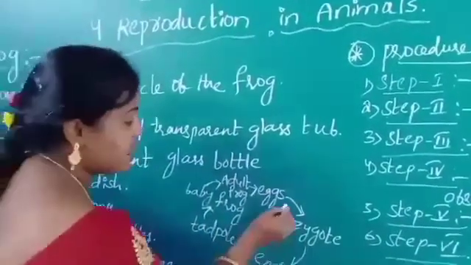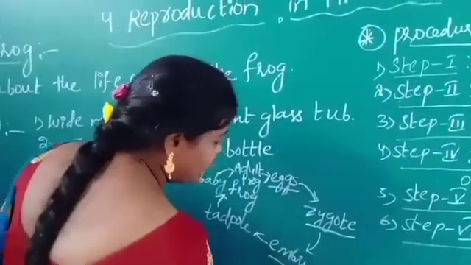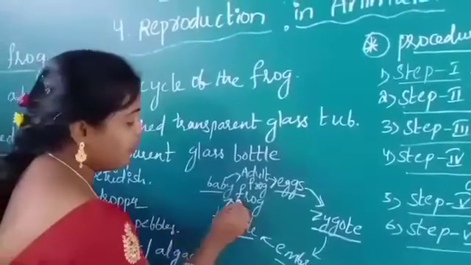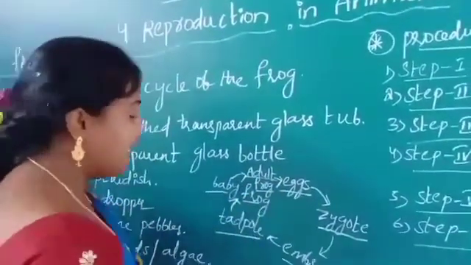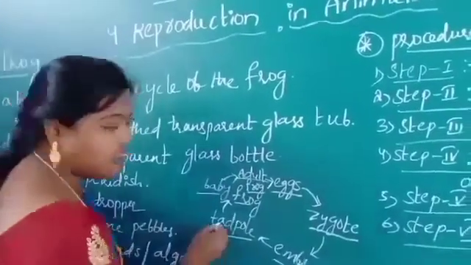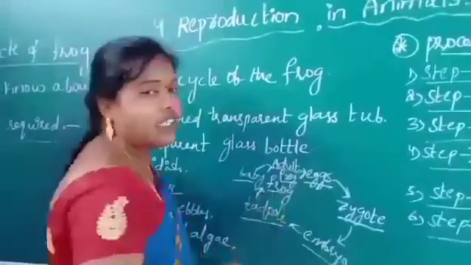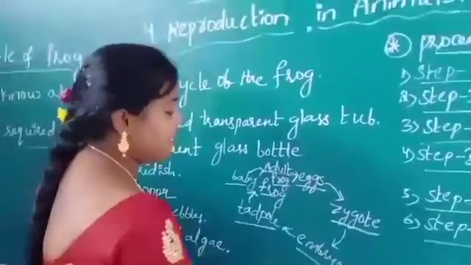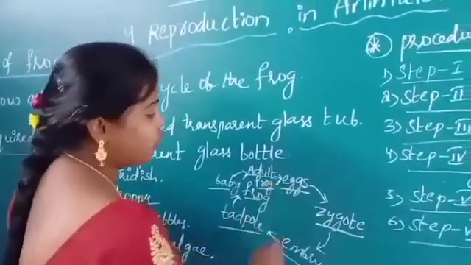Here what happens? The eggs are converted into zygote. The zygote develops into embryo. The embryo develops into tadpole. The tadpole develops into baby frog, and the baby frog finally develops into adult frog. Okay children, we know that the tadpole takes respiration with the help of gills, and the adult frog takes respiration with the help of lungs. So here the zygote is converted into tadpole, and the tadpole is converted into adult frog.